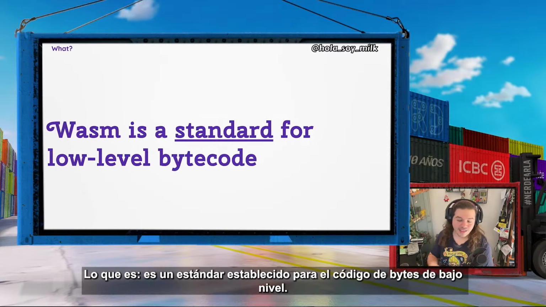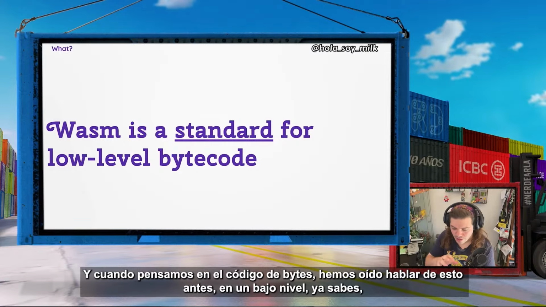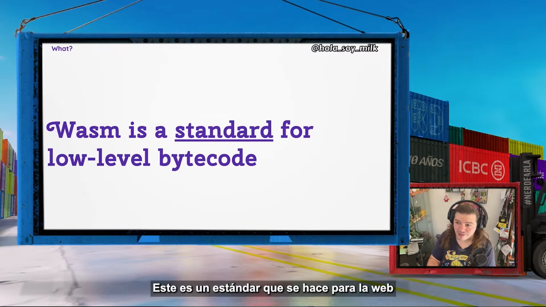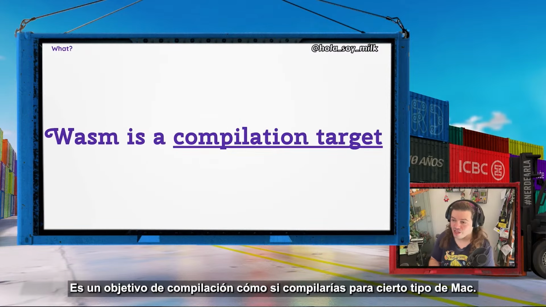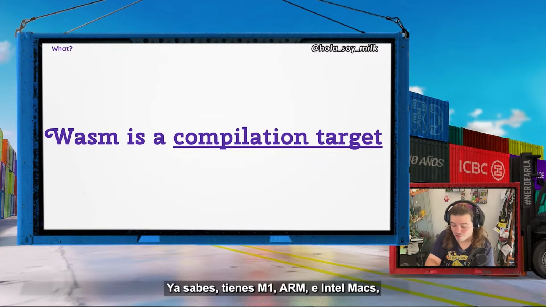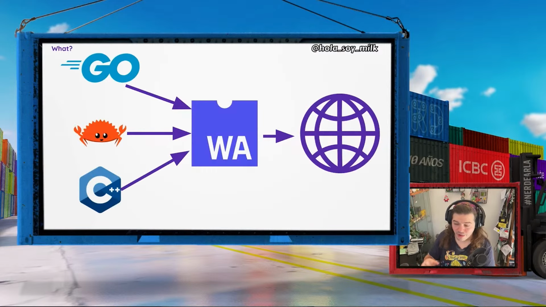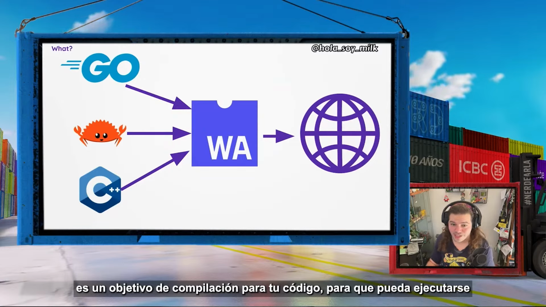What it is, it's an established standard for low-level bytecode. And when we think of bytecode, we've heard of this before on low-level, the assembly that runs on our computers or our devices on a daily basis. This is a standard that is made for the web for bytecode. So your code will translate to this bytecode. It's a compilation target, kind of like how you would compile for a certain kind of Mac. You've got the M1, the ARM, and the Intel Macs. You've got your Windows 32-bit, 64-bit. These are compilation targets. WebAssembly, likewise, is a compilation target for your code so that it can run on the web.